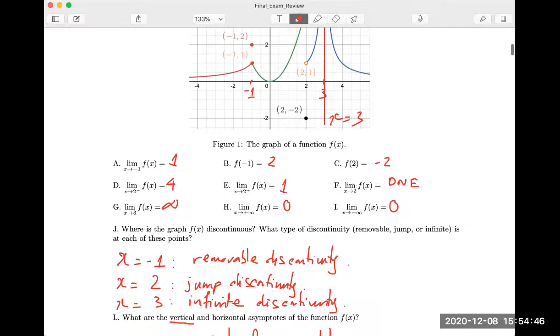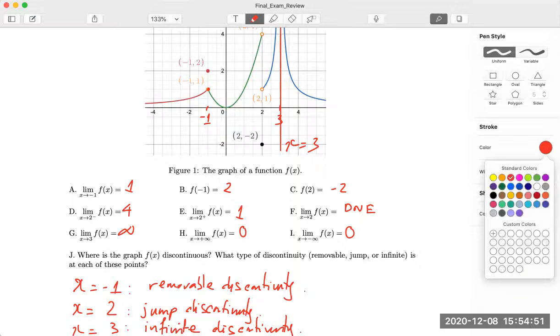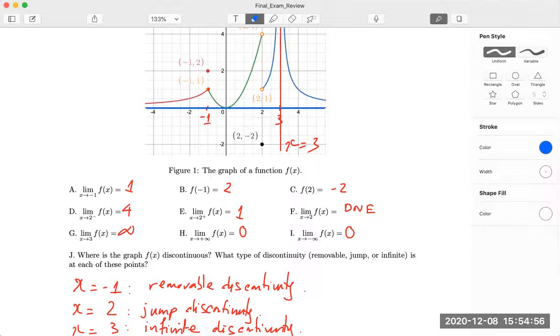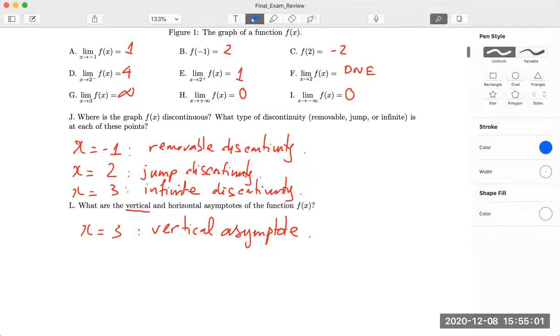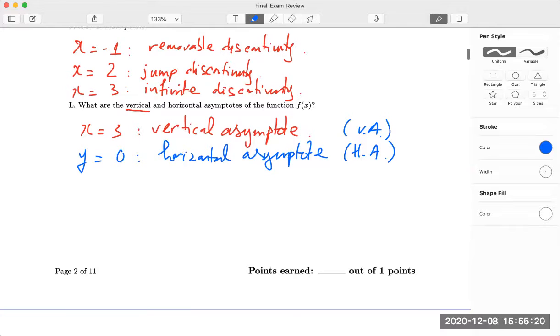Right. On the other hand, when x approaches plus or minus infinity, y approaches 0, and this horizontal line is the horizontal asymptote. That's it for the first question.